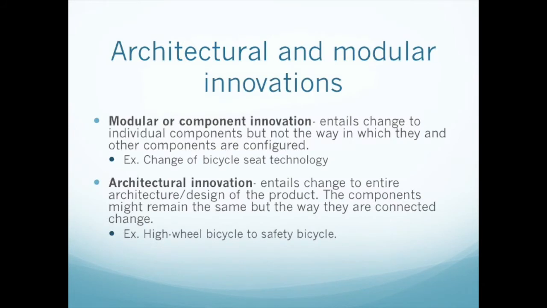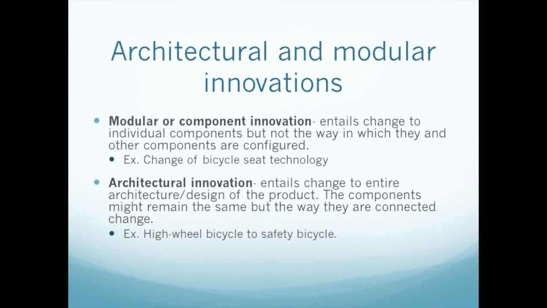Then we have architectural and modular innovations. Modular or component innovation entails change to individual components, but not the way in which they and other components are configured. One example of that would be changing the bicycle seat technology, changing to a more comfortable seat on the bicycle frames. That does not entail any changes in the other components of this bicycle, only this one component is changed.